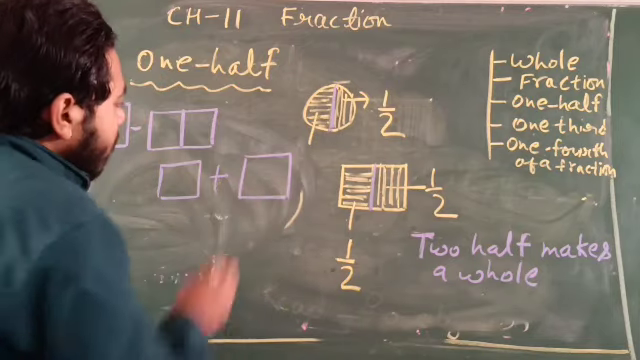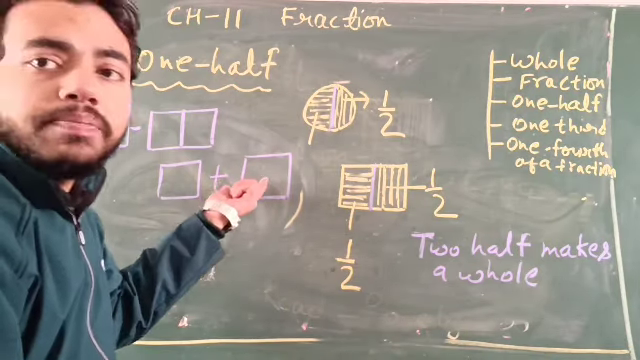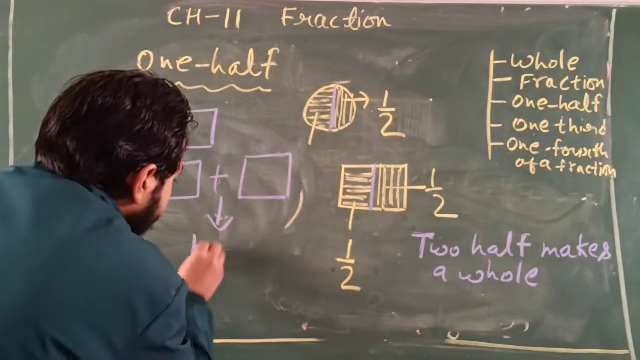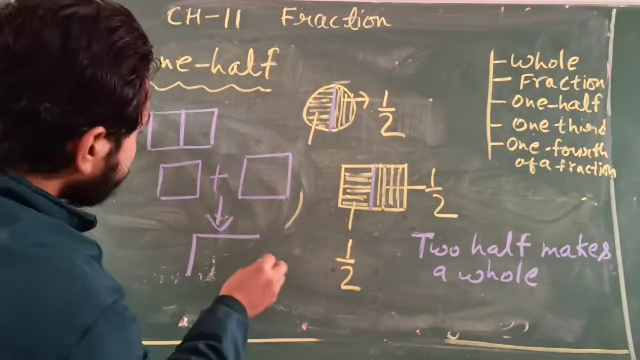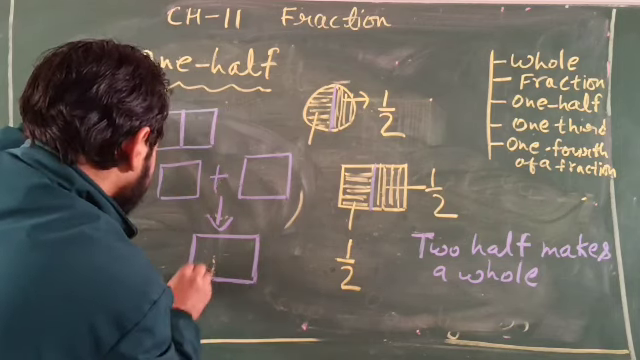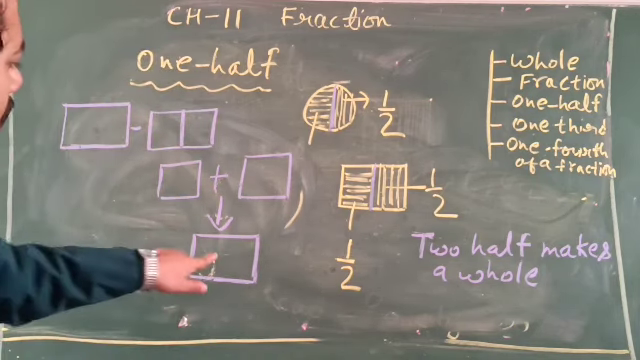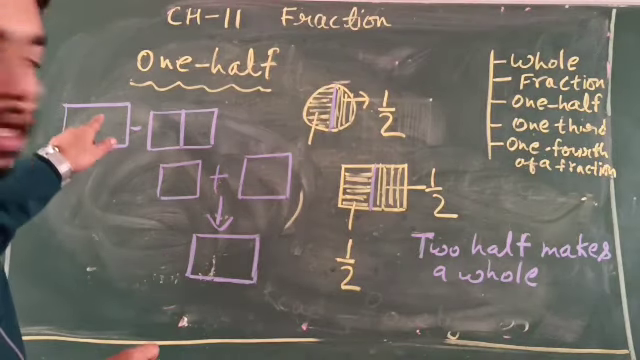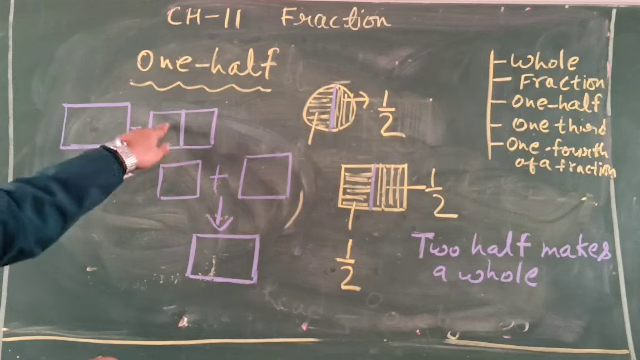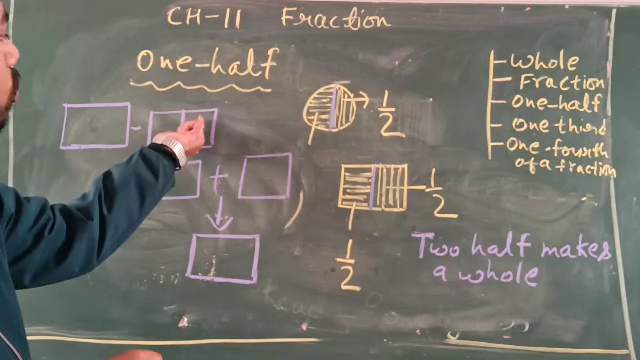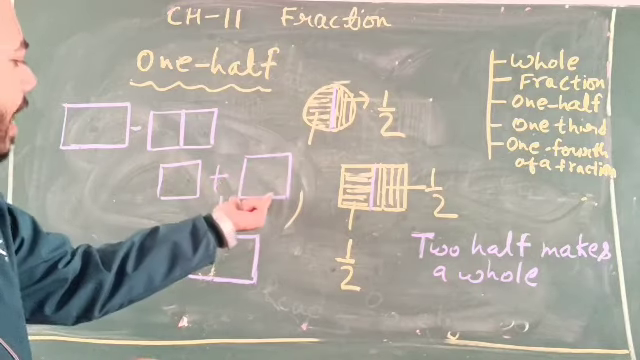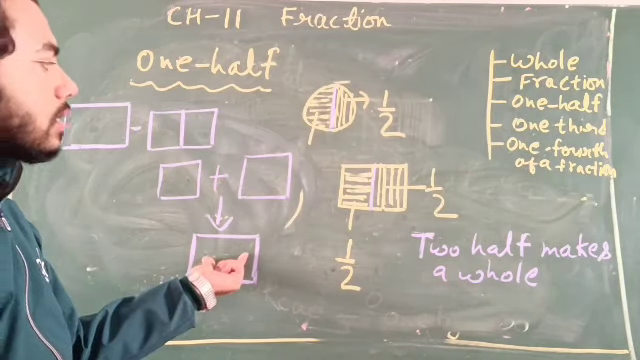When these 2 parts meet, we get our same original square. You see that the square is the same. Here we have divided the same square into 2 parts, the first part and the second part. When we add them, we get our original square.